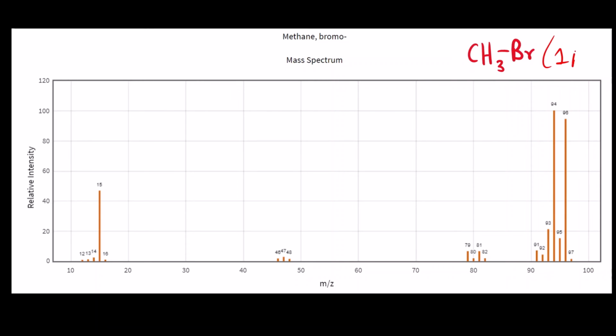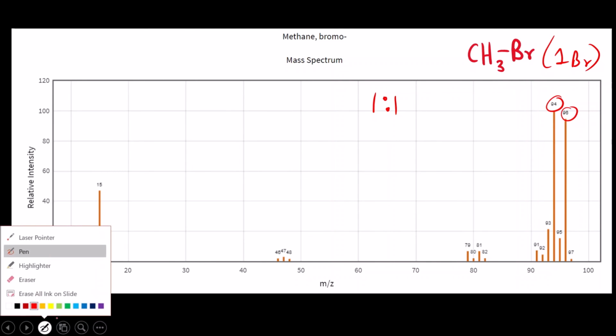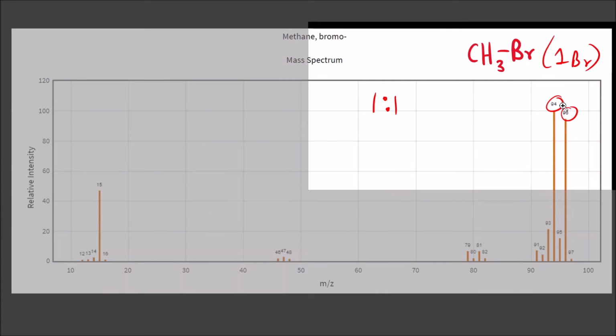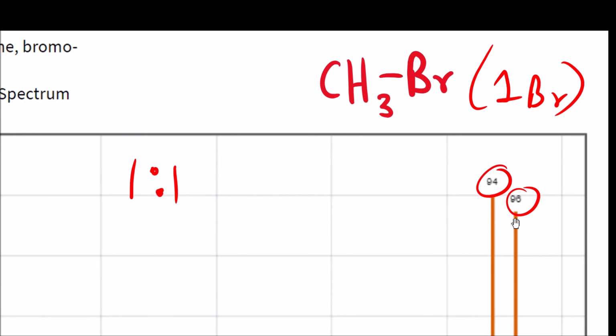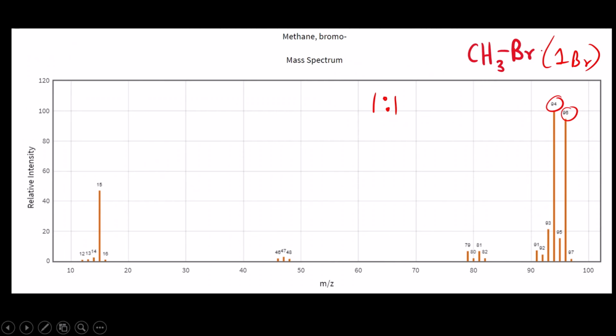Next is, let's say, 1 Br. For 1 Br we had found out the ratio was 1 is to 1. So you can see this is the isotopic peak, and it is approximately the same. We had seen one of the isotopes was slightly higher. That is why the peak of the mass at 94 is slightly higher than that of M plus 2. The natural abundance of 81 Br was 49 point something, and that of 79 Br was 50 point something. So slightly higher. That is why this is almost 1 is to 1, but with a little bit of difference. So this was for 1 Br.